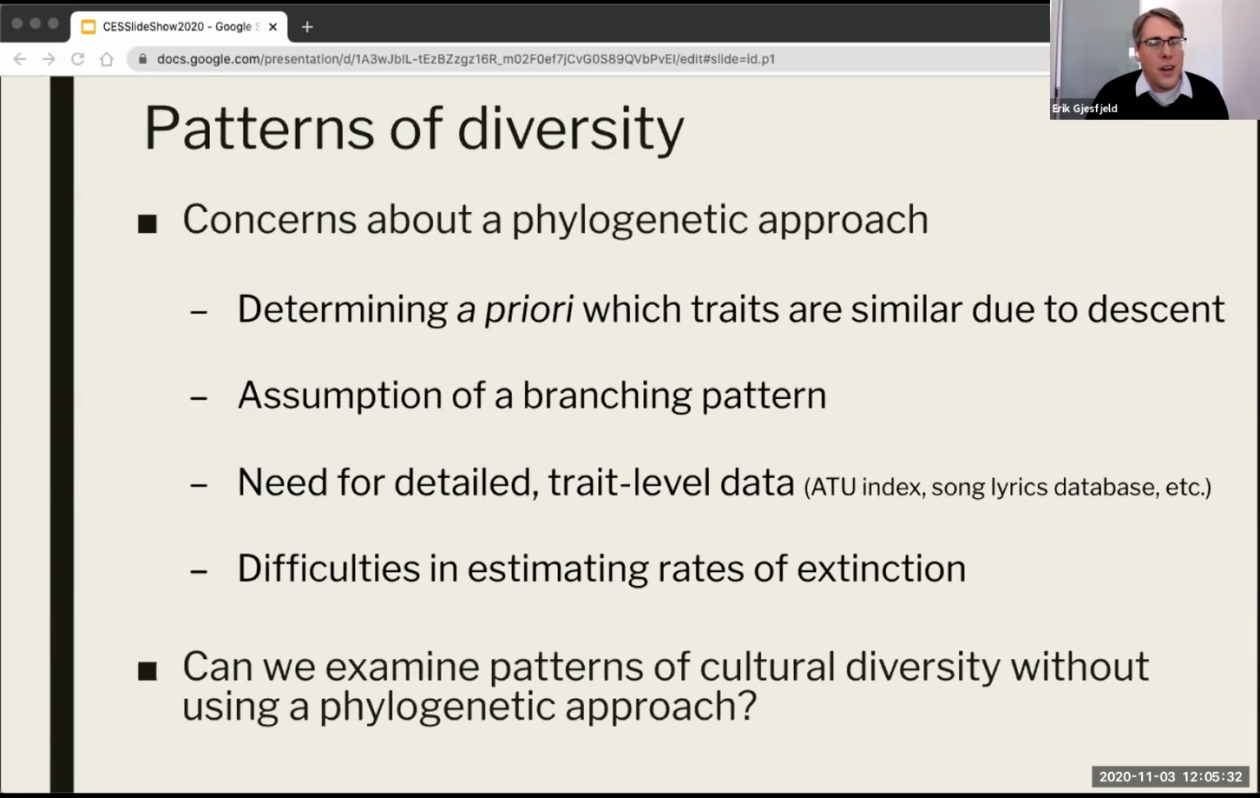Two of the other concerns are more methodological in nature, specifically the need for very detailed trait-level cultural data, as we saw with Jo Summerfield's talk on folktales.